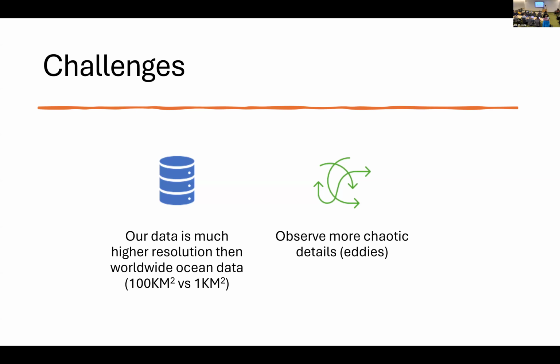Okay, so initially what I tried was to use a state-of-the-art model and see how well it performs on my data. And the state-of-the-art model in the paper was used for worldwide ocean climate prediction and with very good results. But for my data set, it turns out it didn't work as well. And the reason why it didn't work well is because the data that I'm using is much higher in resolution. So I have a 1 kilometer squared data resolution, whereas in the paper, it was a 100 kilometers squared grid size. And this results in observing much more chaotic details, which are difficult for the machine learning model to learn.